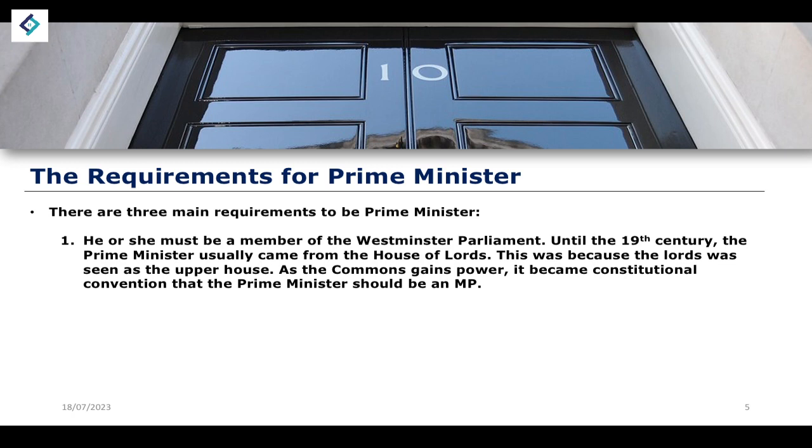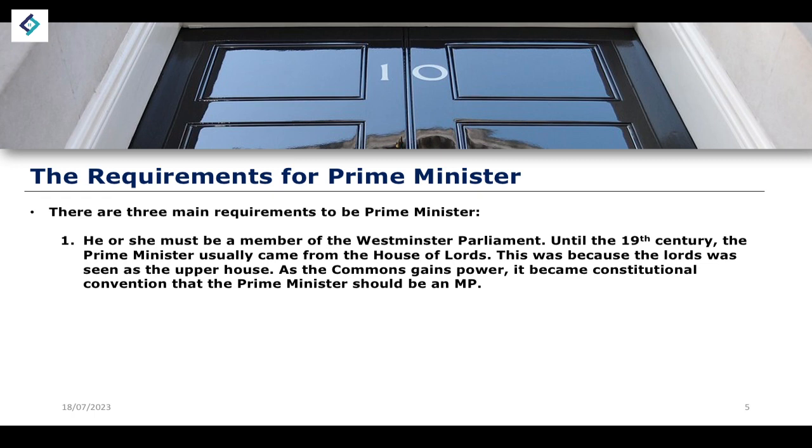Now, until the 19th century, the Prime Minister usually came out of the House of Lords, and this is obviously because the House of Lords was considered to be the upper house, the more powerful house, and the house that the House of Commons is subordinate to up until the 19th century. Now, as the Commons gains power over the 19th and 20th century, it becomes constitutional convention that the Prime Minister should be an MP, a Member of Parliament.